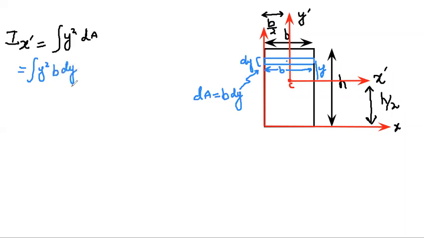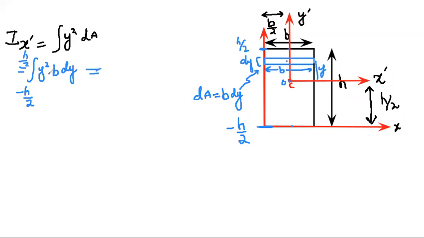Since the variable of integration is y, the area element has to traverse this entire area, from this end to this end. We are calculating the moment of inertia about the centroidal x-axis, so this is our origin, where x equals 0 and y equals 0. This coordinate is in the negative direction of the y-axis and equals minus h by 2, and this coordinate will be plus h by 2. So our y has to go from minus h by 2 to plus h by 2.